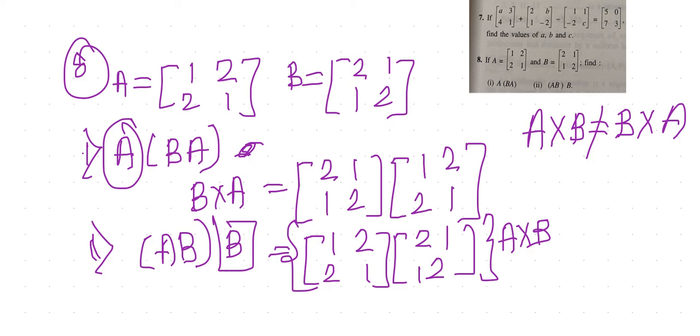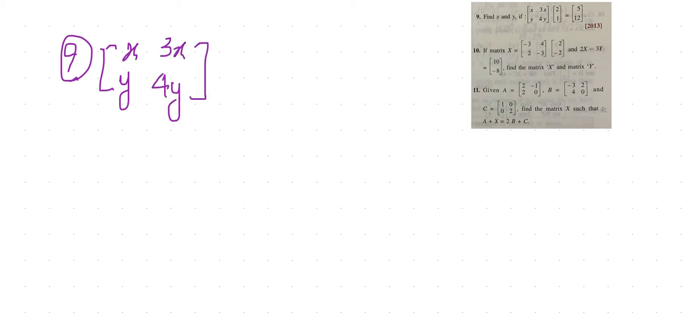We will now move to the next question, that is question number 9. In question number 9, the question says find x and y if the condition has been given. So write down: this is x, this is y, this is 3x and 4y. And this is being multiplied by 2, 1, and then what I am getting is 5 and 12.